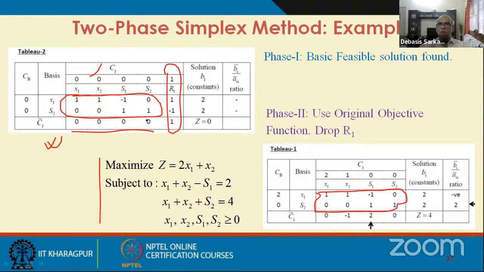In the previous case, your objective function was R1. So this was basically 0 into x1 plus 0 into x2 plus 0 into s1 plus 0 into s2 plus 1 into R1. That was the objective function. So now it is, maximize 2x1 plus x2. So this is 2 for x1, 1 for x2, 0 for s1, 0 for s2. So that's why you get 2 here for basis x1. So note that the same basis vector is kept. So again, compute CJ bar, minimum ratio as usual.